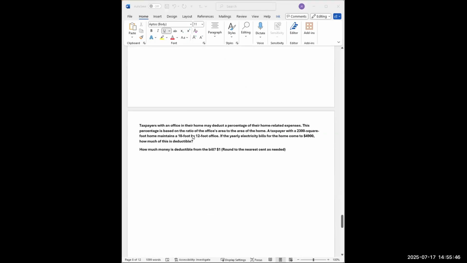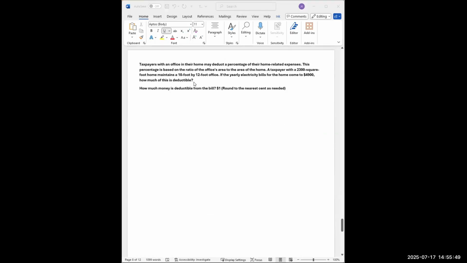Let's look at this one because we're running out of time. So we've got a taxpayer who has a home office, and they're allowed to deduct a percentage of their home expenses. And what they can do is they can take the ratio of the office area to the area of the home, and then they can set that equal to the ratio of the electric bill for the office to the electric bill for the home. And this is kind of related to what we did with similar triangles.